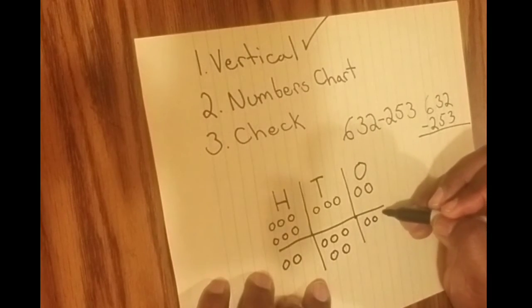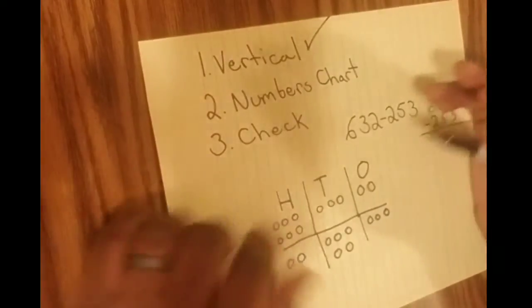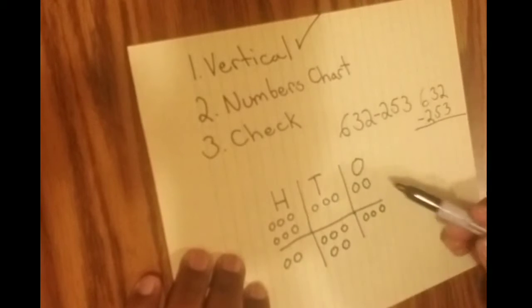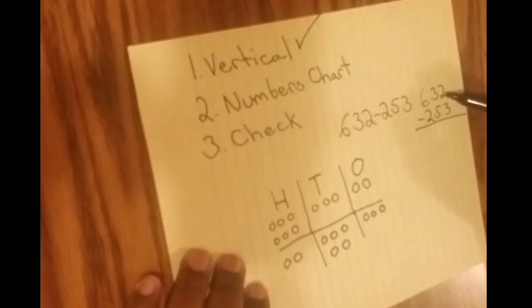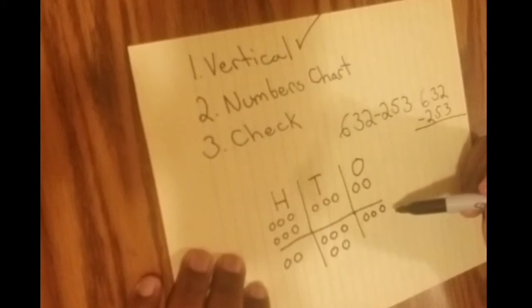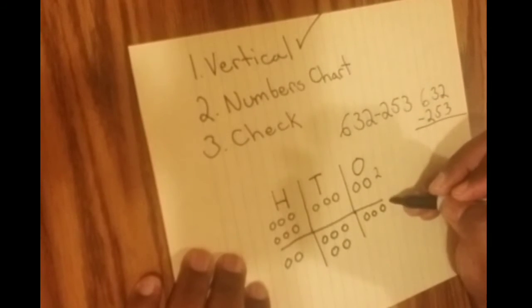1, 2, 3. Okay, I really want to stress, just like in our last video, our top number has to be bigger than our bottom number. As you can see, I have 2 in my top number in my ones place, and 3 in my bottom number in my ones place. So I cannot subtract 3 from 2. For my last example, if I went to the store and I wanted to buy something for $3, I cannot because I only have $2. So I have 2 in the top number, 3 in the bottom number.